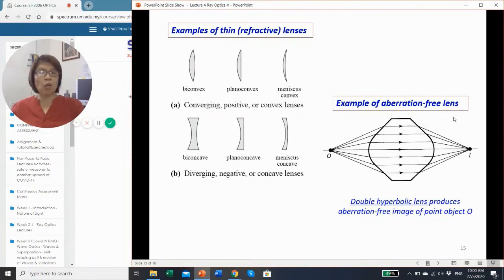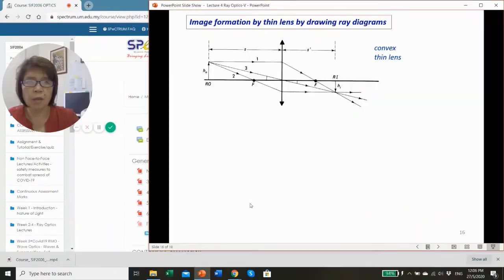This is an example of aberration-free lenses, whereby the surfaces are not spheres, but are in the shape of a hyperbola. We shall now draw ray diagrams for thin lenses to locate the image. So this is a convex thin lens, and it's represented by an arrow this way. This is the optical axis.